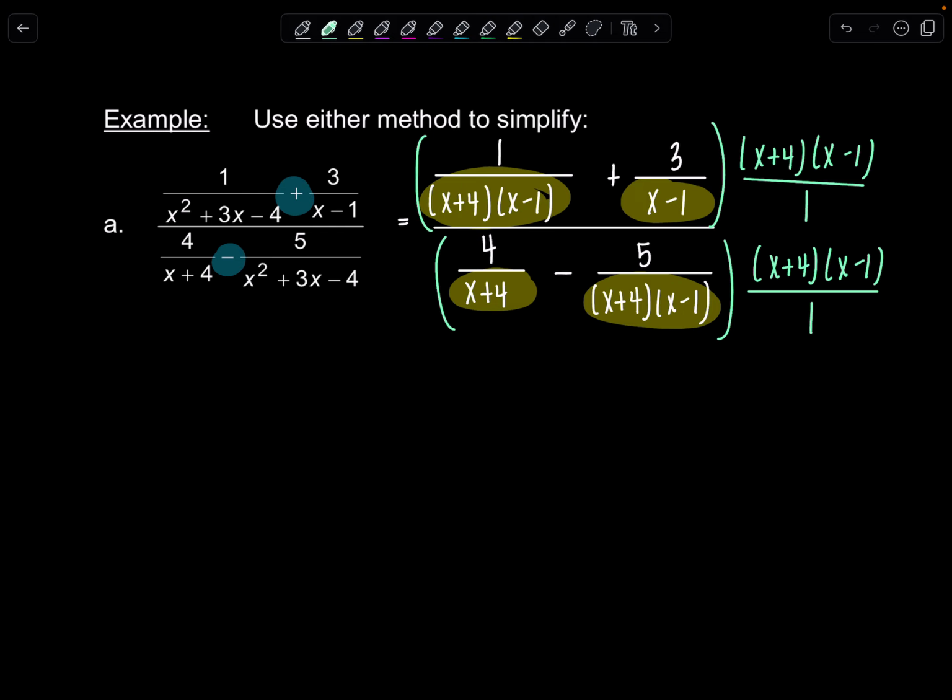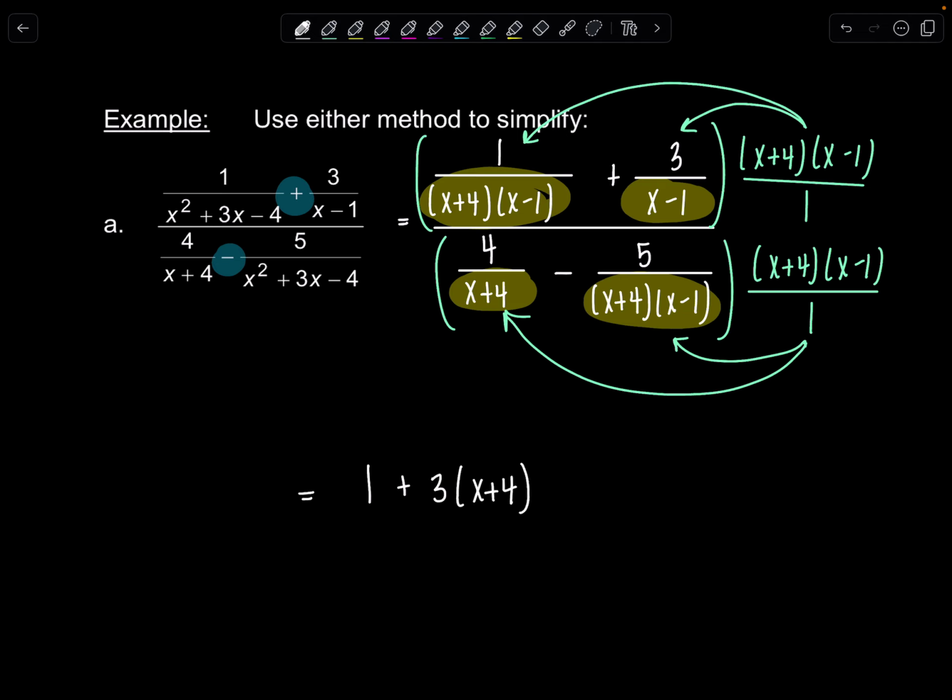Good, good, good. Now, you could put those over 1 if you like. And just for the sake of not letting it get too messy, I'm just going to distribute and cancel and not write it all out. So you guys can handle it. Here we go. For this first term, x plus 4 times x minus 1 cancels completely. So all I'm left with is a 1. Plus, over here, x minus 1 will cancel. So I have 3 times x plus 4. Over. Down here, x plus 4 will cancel. So I have 4 times x minus 1 minus, very good, just 5.